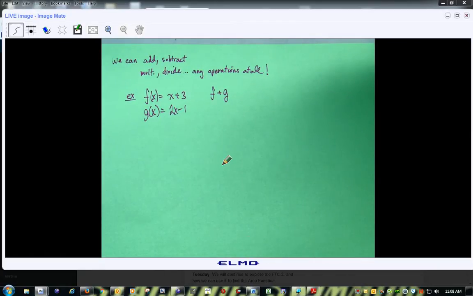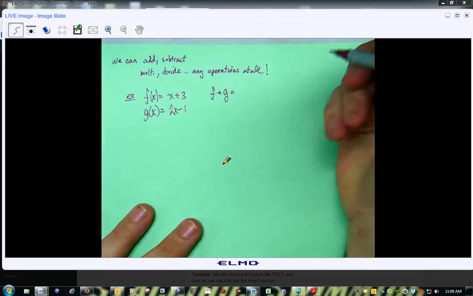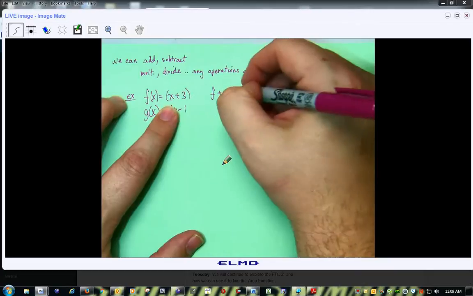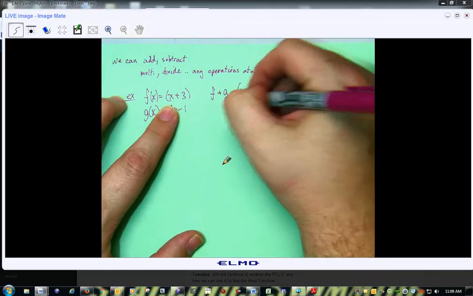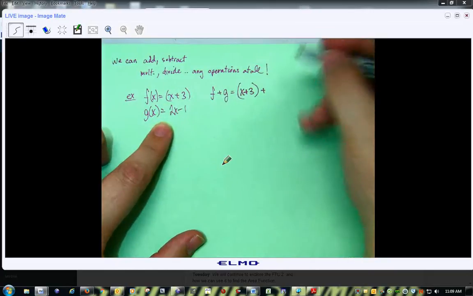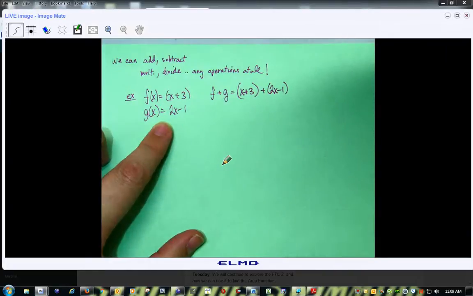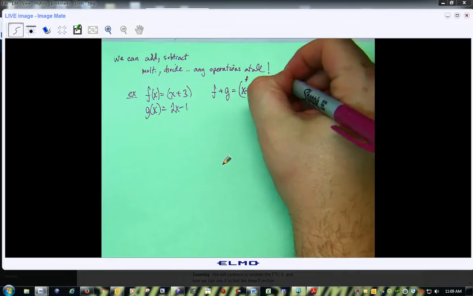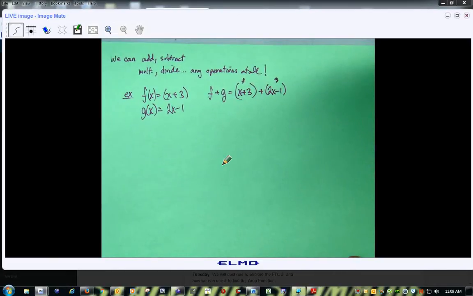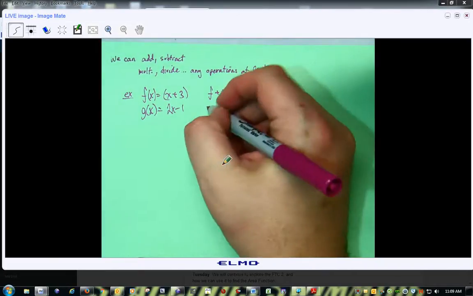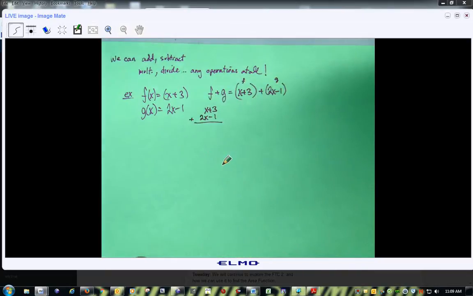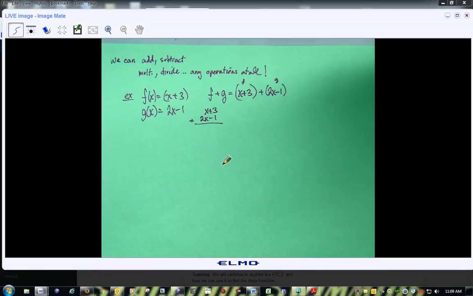So in order to do this, all you have to do is set up the function for f, which is x plus 3, plus the function for g, which is 2x minus 1. So there's f, there's g. Now you could have even set it up in a different way. You could have set it up where it would be x plus 3, and then you get 2x minus 1, and then you add, and set it up vertically. I don't care which way you do it, as long as you follow the rules.